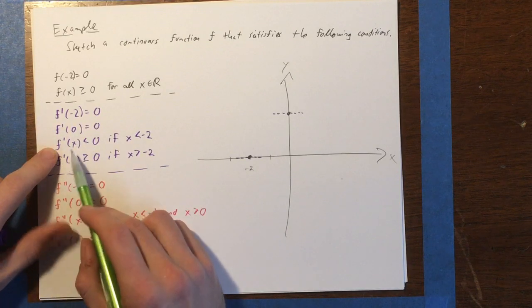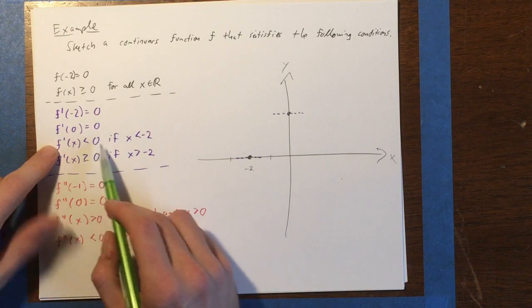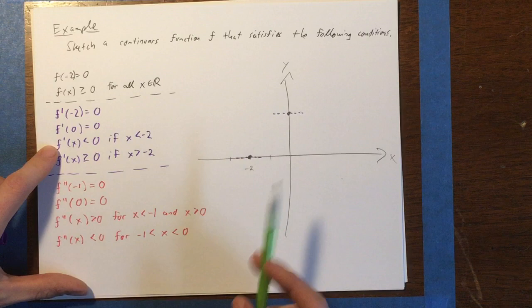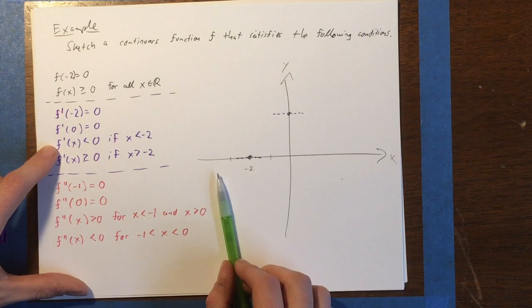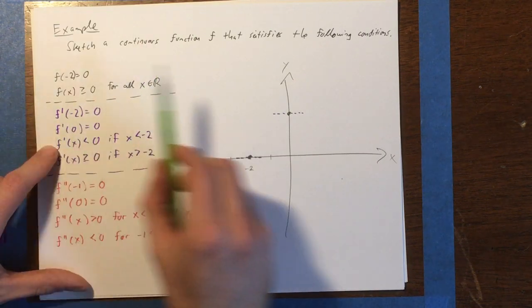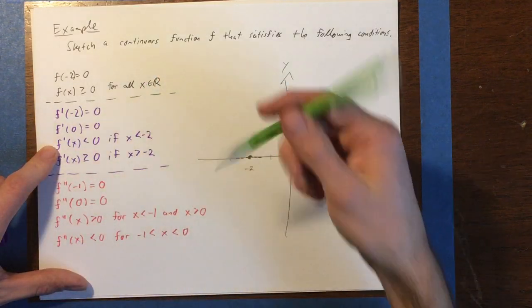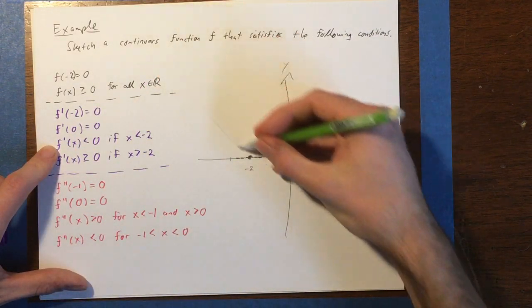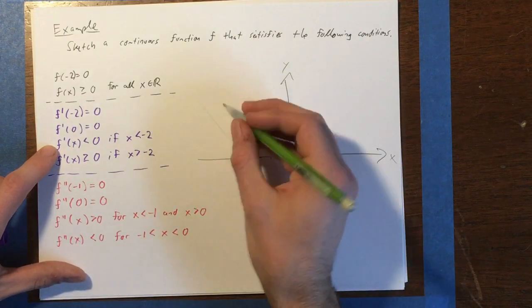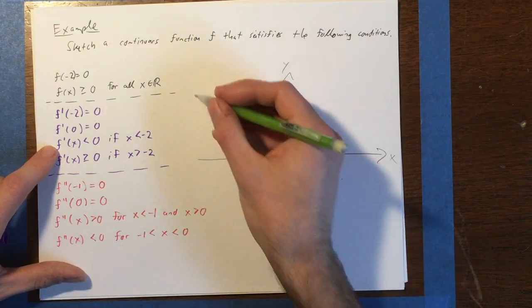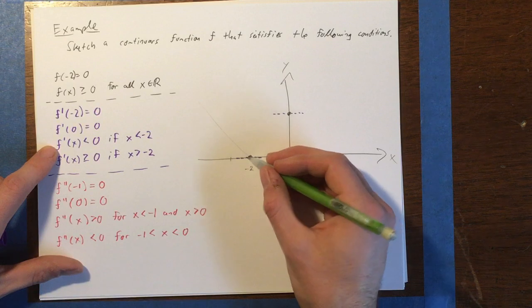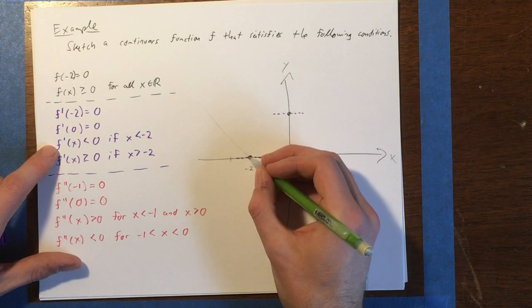It says f prime of x is less than 0 if x is less than negative 2. What that means is to the left of negative 2, it's decreasing. So if I'm coming all the way from negative infinity, coming in from the left, it's got to be coming down. I'm just going to lightly pencil in what that's going to look like, coming down. I don't know the curvature yet, but I know it's decreasing to the left of negative 2, and it has to reach 0 at negative 2.